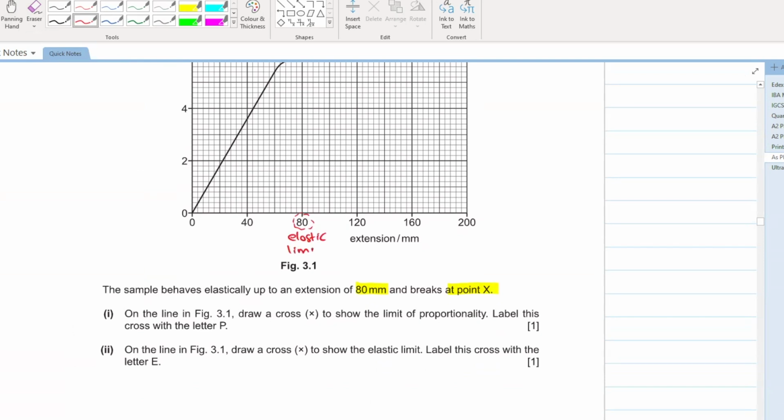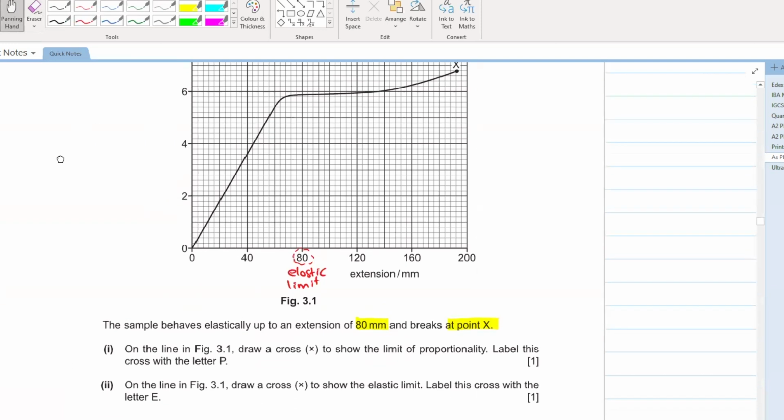Perfect. On the line in figure 3.1, draw a cross to show the limit of proportionality. Label this cross with the letter P. अच्छा, अब इसका easiest method क्या होता है? How to identify the limit of proportionality?